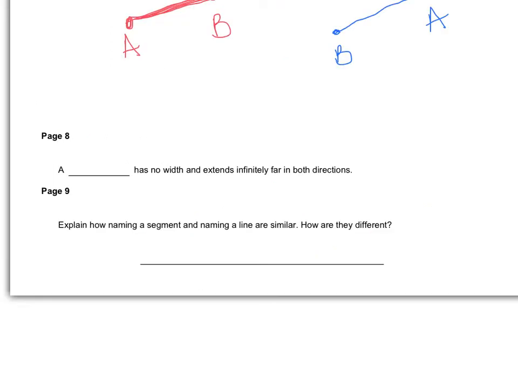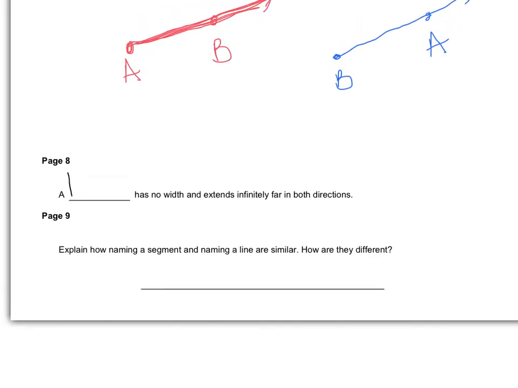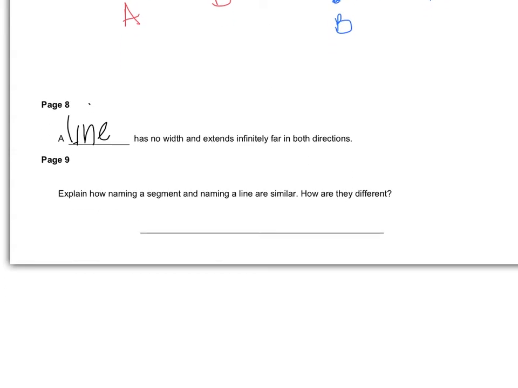Now, a line has no width and extends infinitely far in both directions. So a line is just what you're used to seeing. It goes on forever and ever and ever. So a segment has a stopping and a starting. A ray has a starting point, and a line just goes on forever. So when you name a line segment versus naming a ray, a line segment versus naming a line, it doesn't matter.